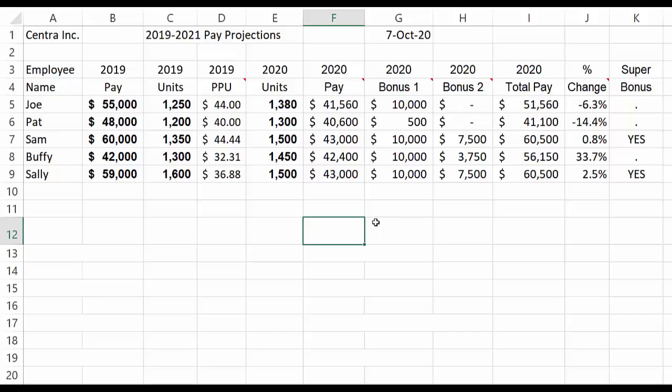So 5. Now, if you look at this in front of you, this spreadsheet, if you were to print this, it would not look good.